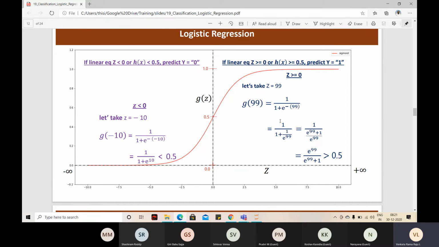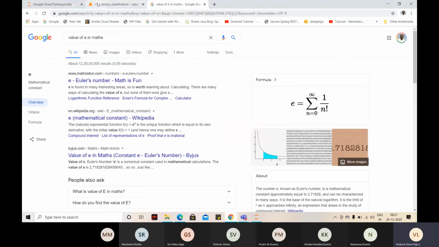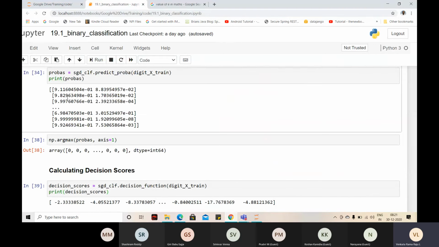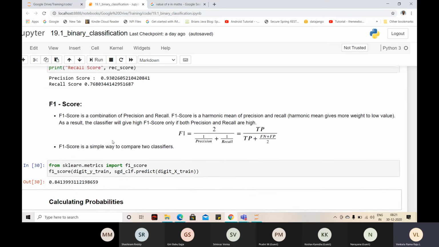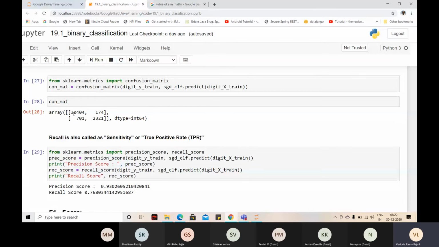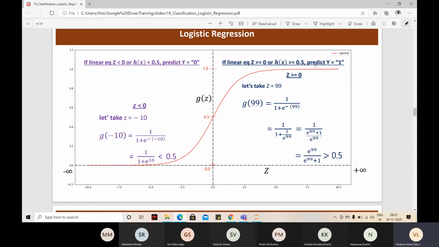Now I have a question. Here I showed you probabilities, right? These are 0 probabilities and these are 1 probabilities. If I take the probabilities and change the threshold, can I change the precision and recall scores or the confusion matrix structure? The numbers in this confusion matrix, can I alter them if I change the threshold? Can I?